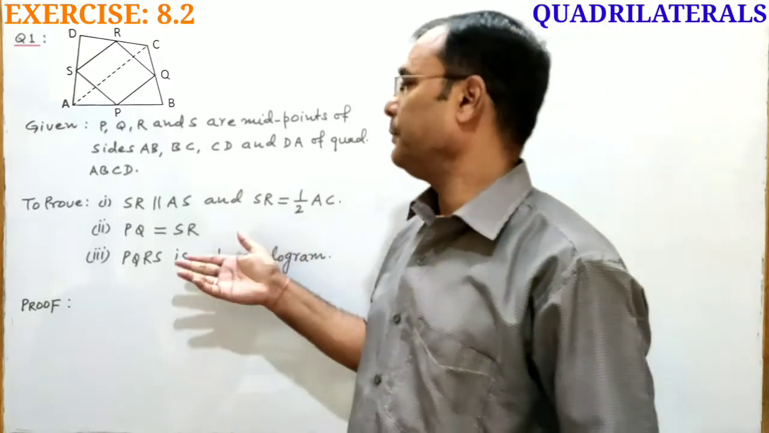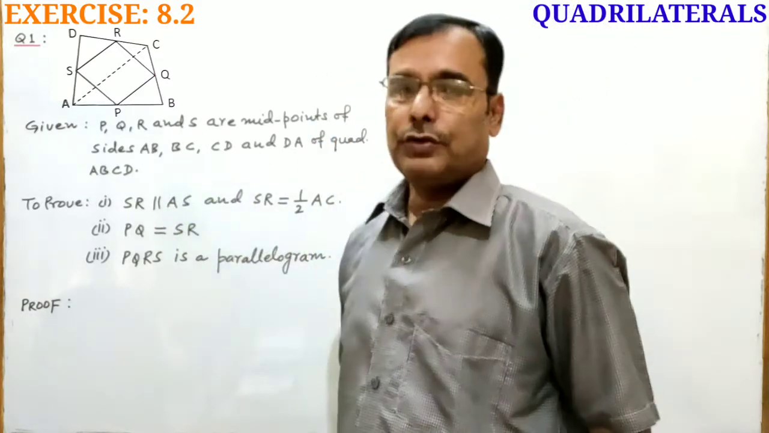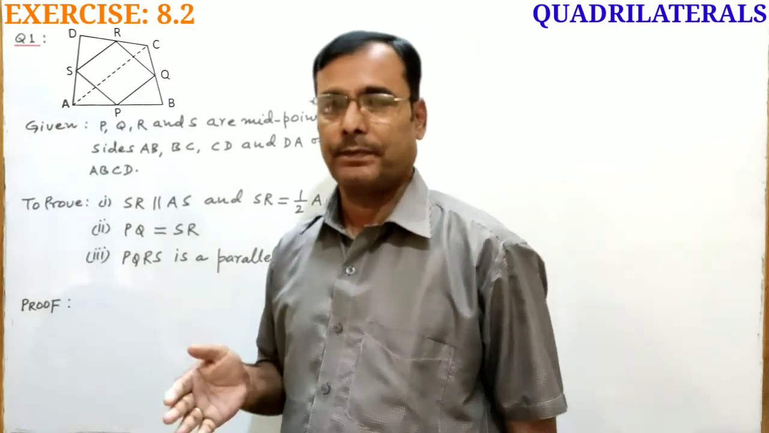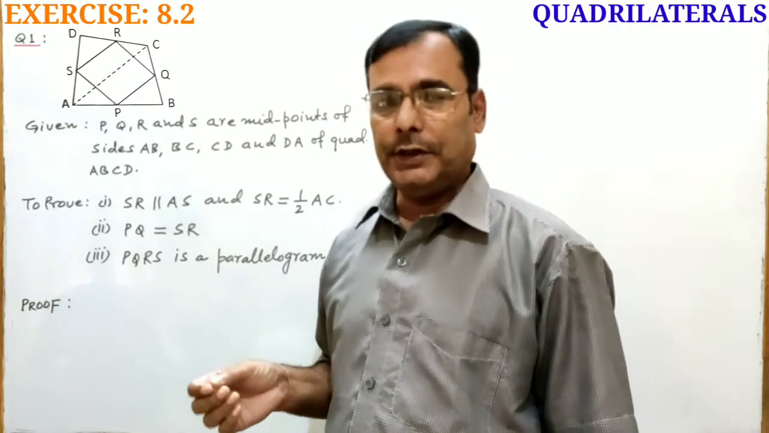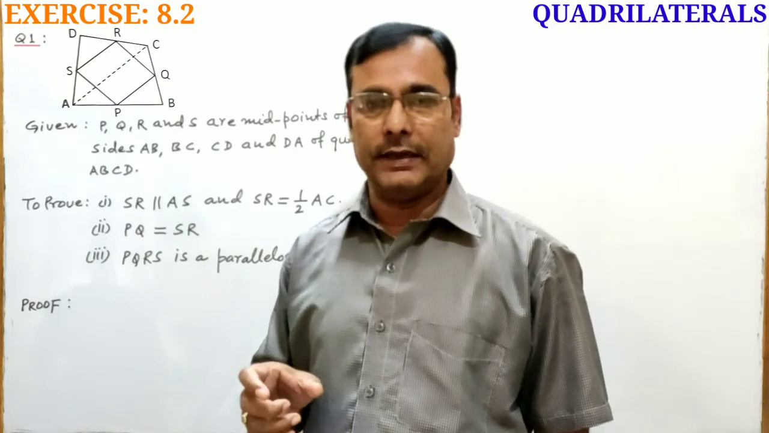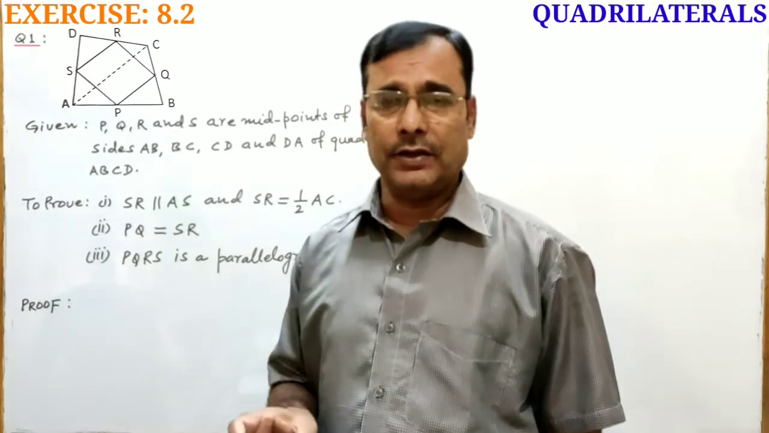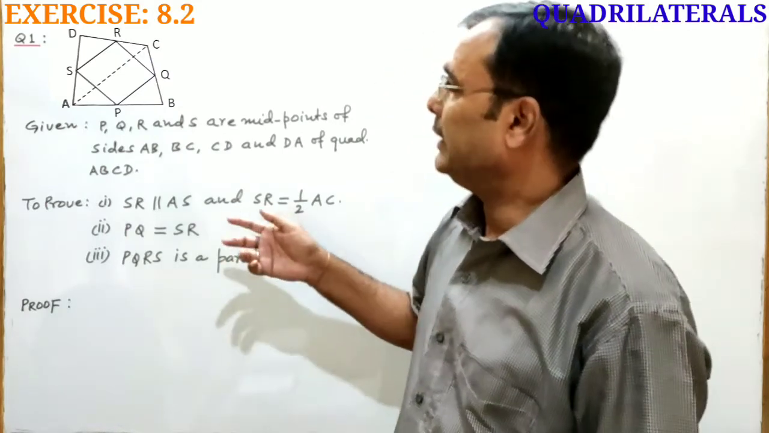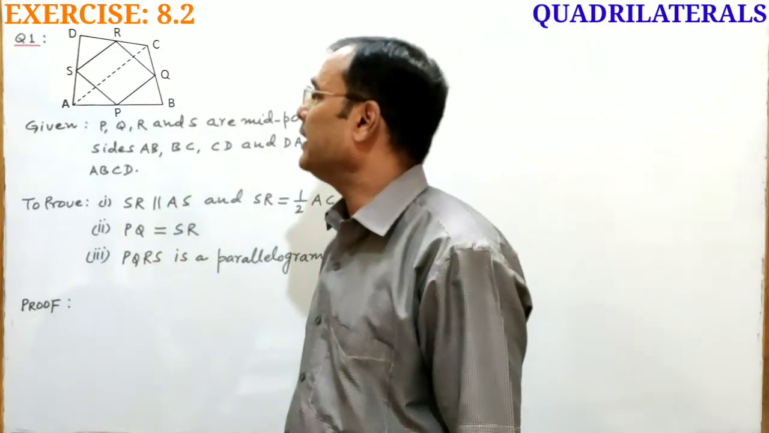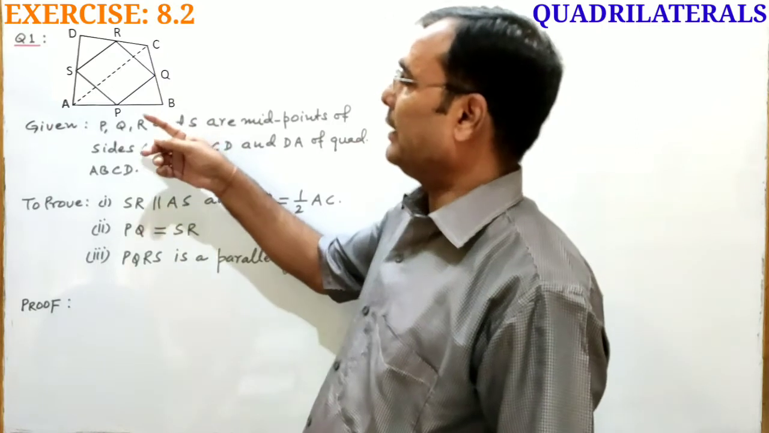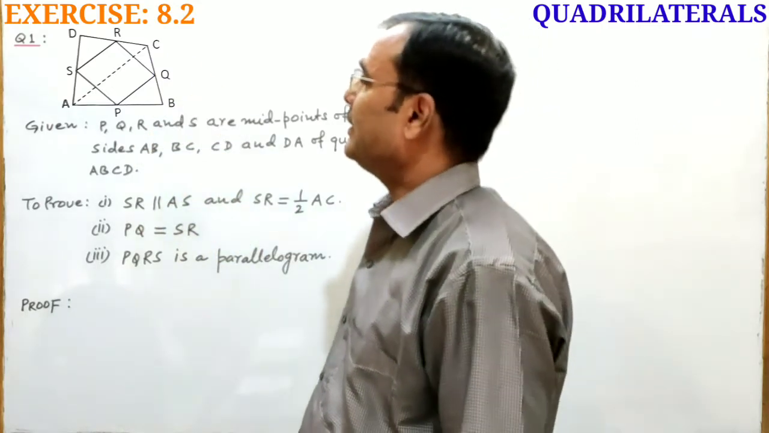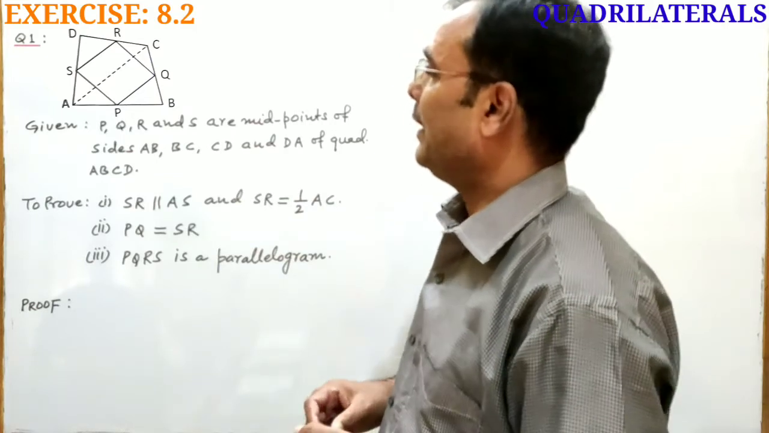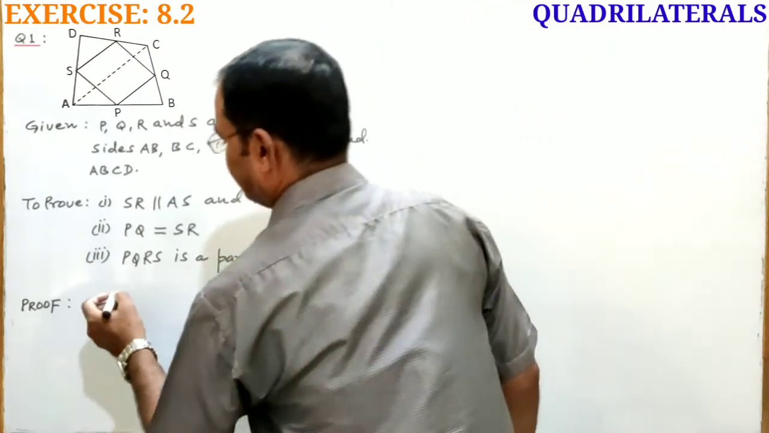In this proof, we are going to apply midpoint theorem, which states that line segment joining midpoints of two sides of a triangle is parallel to the third side and half of it. So AC is a diagonal of quadrilateral. In triangle ADC, S and R are midpoints of sides AD and DC respectively.